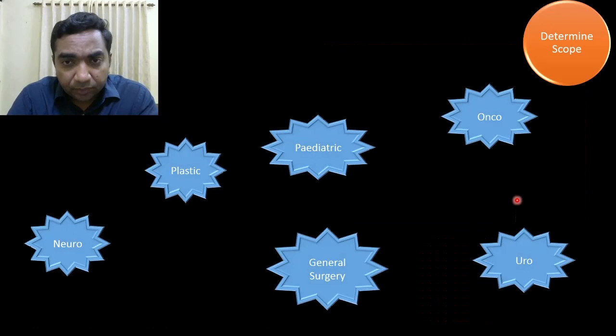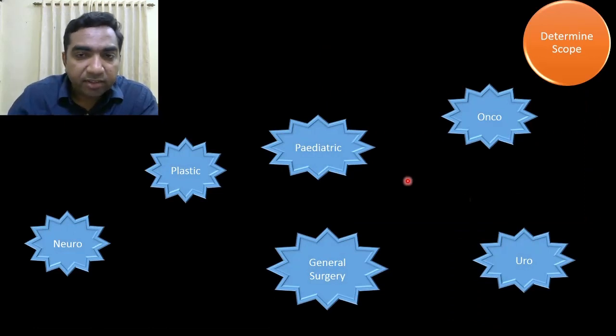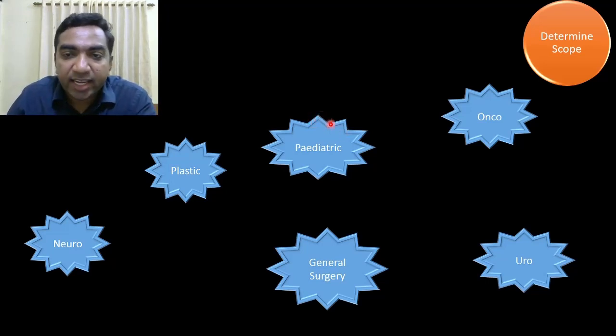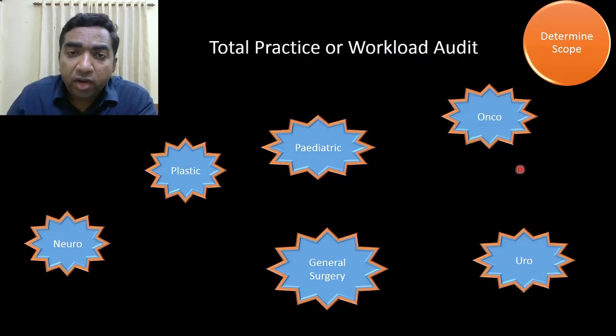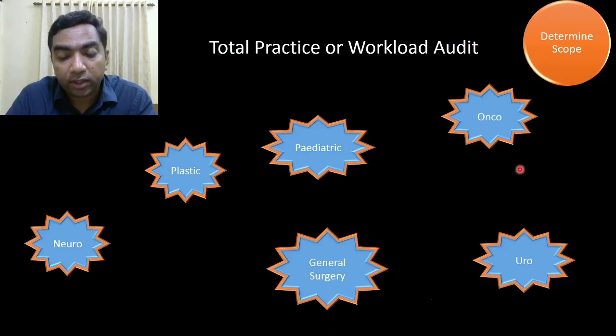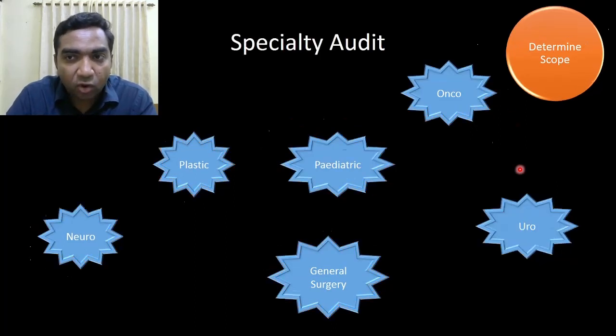Now again, suppose these are the different departments in the hospital. So what are the different scopes? These are the different departments in the hospital, and each spike represents a type of surgery in each department. Suppose the onco surgery department is doing this many types of surgeries. When we do an audit for all those surgeries in all those departments, it is called a total practice or workload audit.